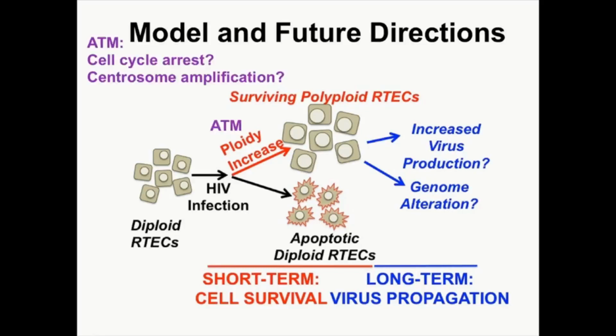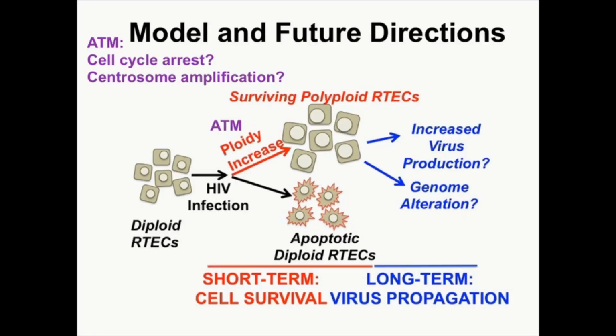And in terms of what ATM is doing in this case to counteract that, ATM is well appreciated to induce cell cycle arrest, so it's possible that the ATM inhibitors are just preventing progression through that mitosis that would lead to polyploidy, and that would be a simple model.